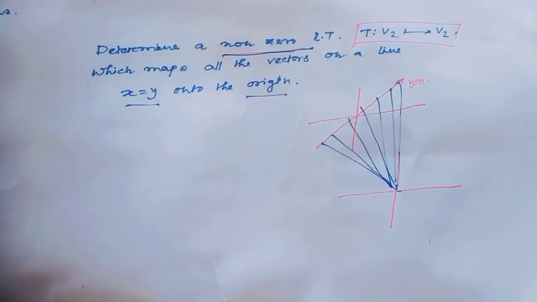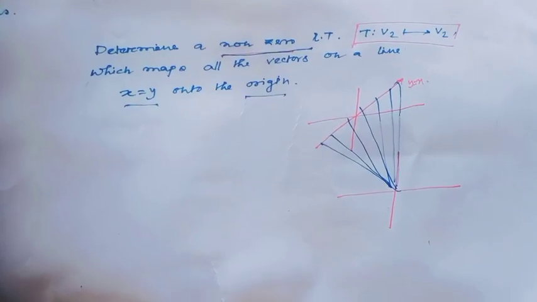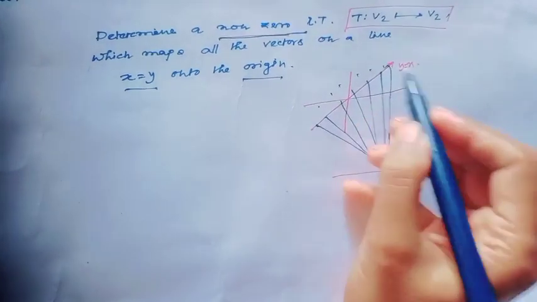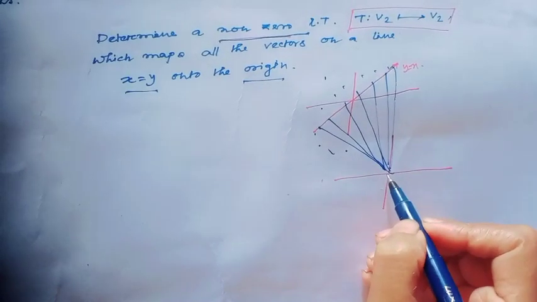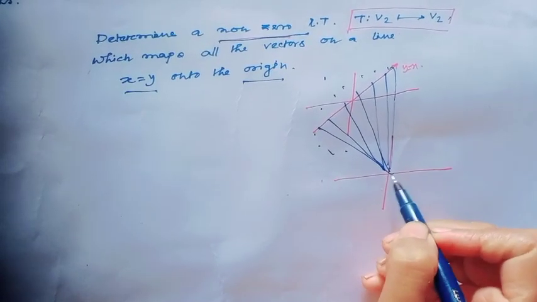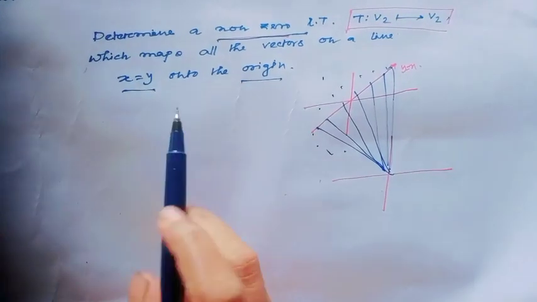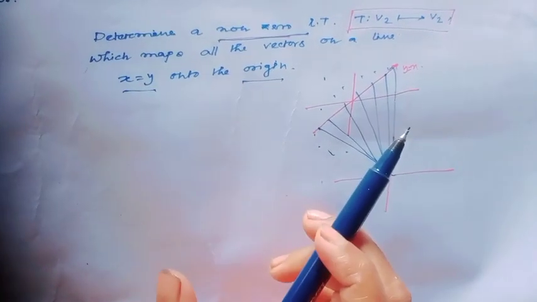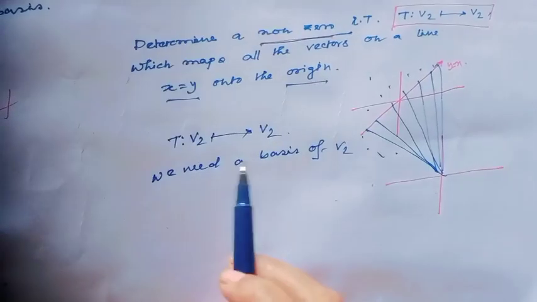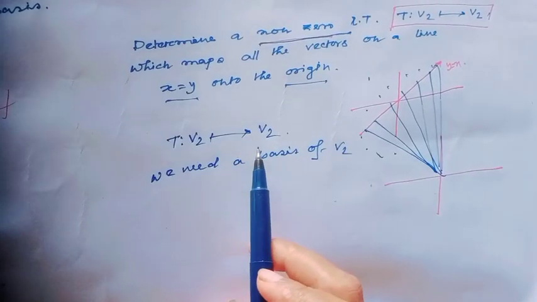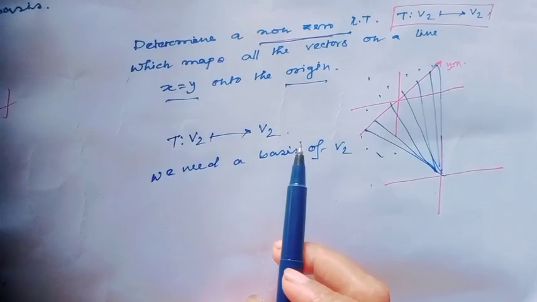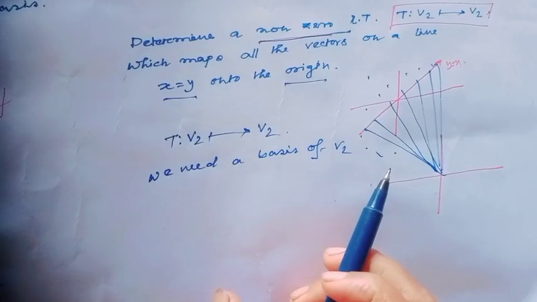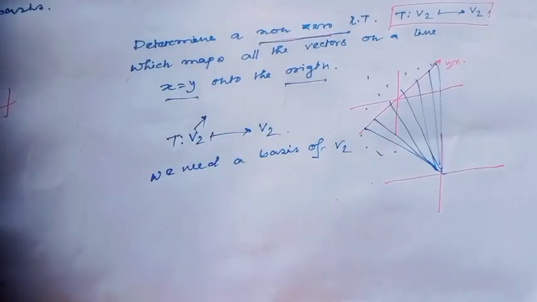To find a non-zero linear transformation, here I will use the extension theorem. Here there exist more points in the vector space which will obviously map to non-zero points, because the question is about a non-zero linear transformation. To define a linear transformation from vector space to vector space, as I have shown in my previous video, we need a basis of the vector space V2.